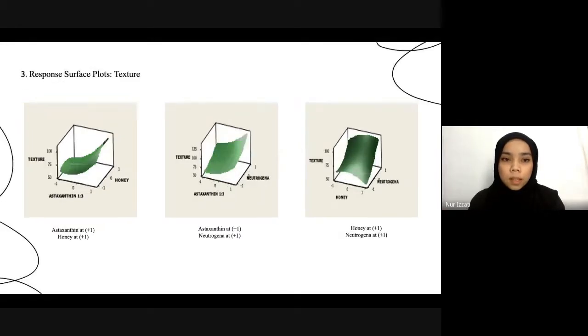Okay. In terms of texture, the interactions between astaxanthin with honey, astaxanthin with Neutrogena, and honey with Neutrogena show that the respondents like it when all of the ingredients are at the higher concentrations.